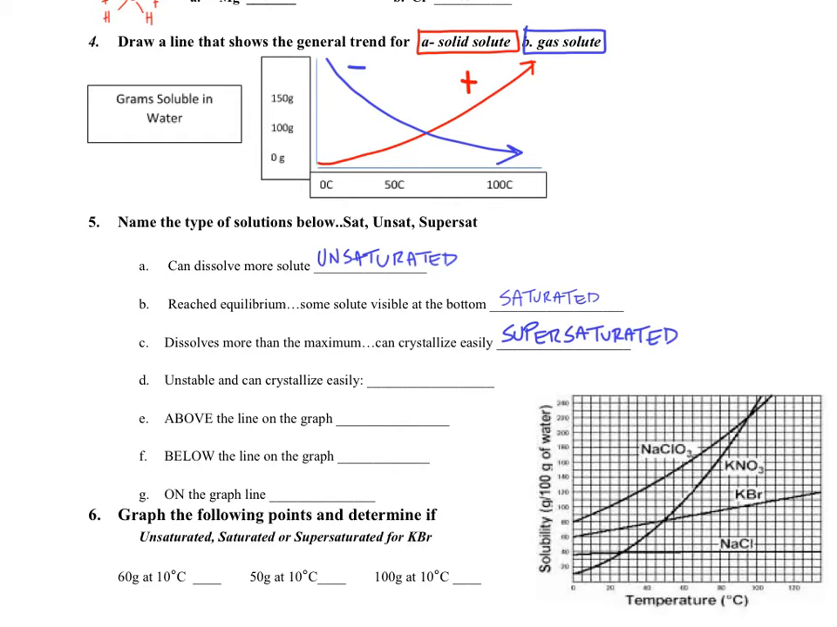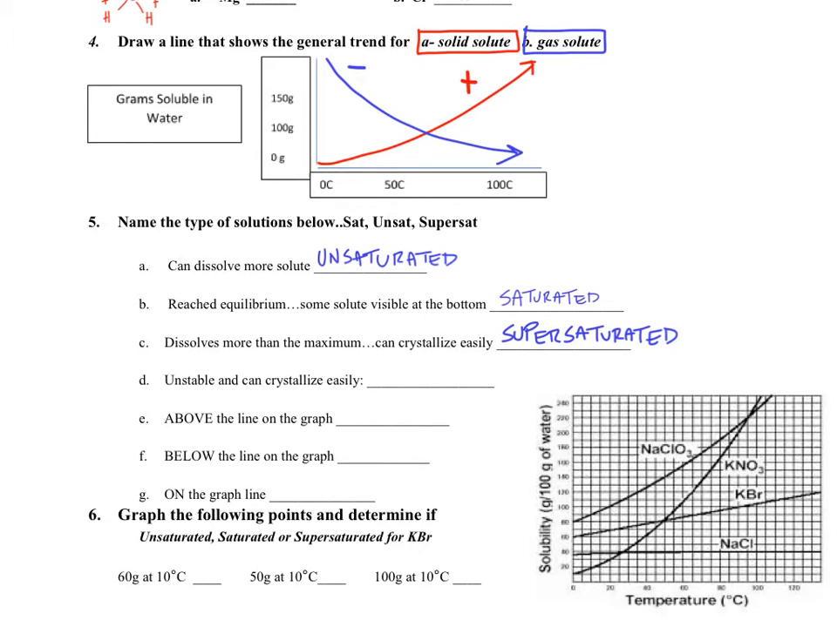If the only way that I can dissolve more than what is typically allowed is by heating up a substance, then that solution is supersaturated, meaning it's become very volatile, very unstable, and the slightest disturbance can cause it to crystallize easily. So that is a supersaturated solution.